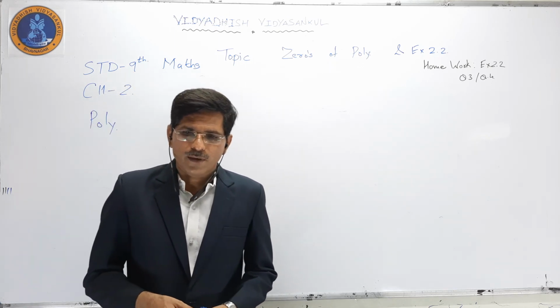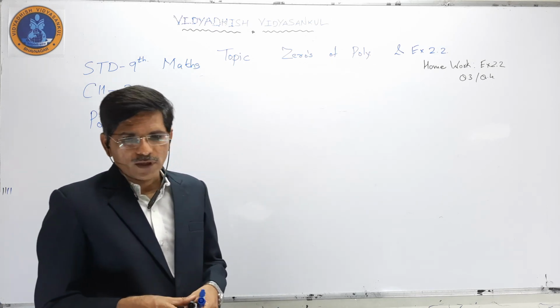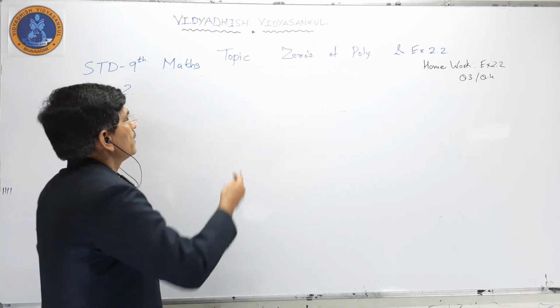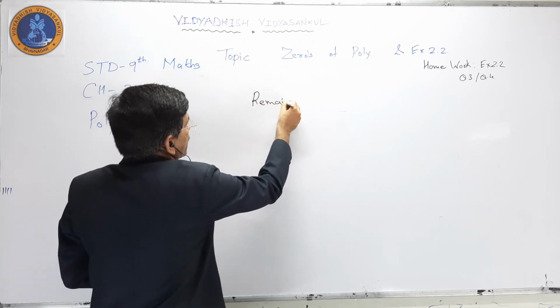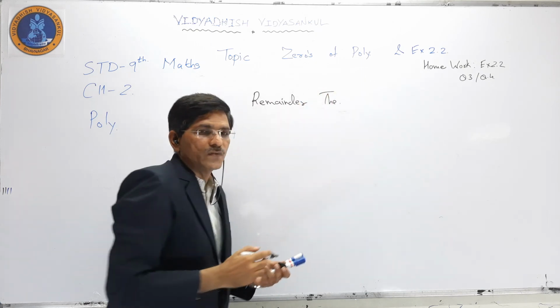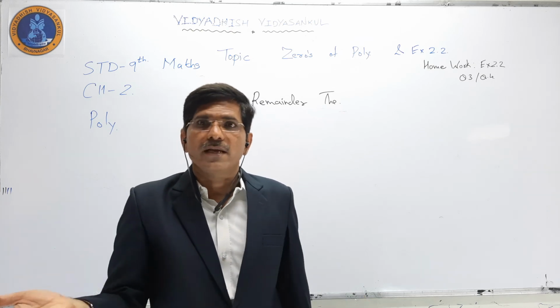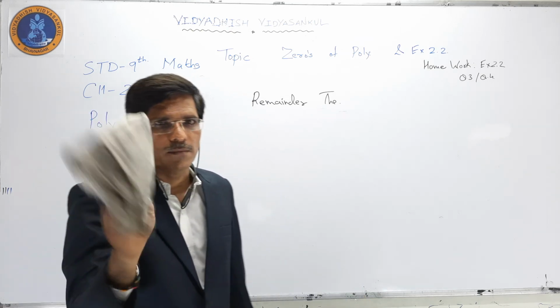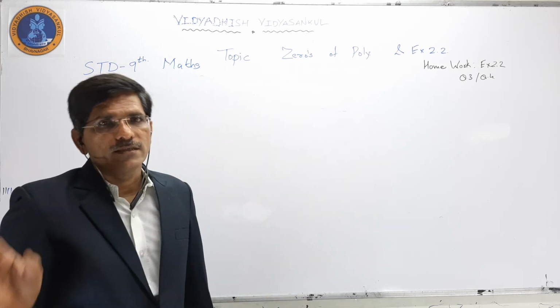Now for the remainder theorem. In the next lecture we go for the remainder theorem. In English we can say remainder means last. What remains in the last is called the remainder theorem. So again we discuss the polynomial in the next lecture.